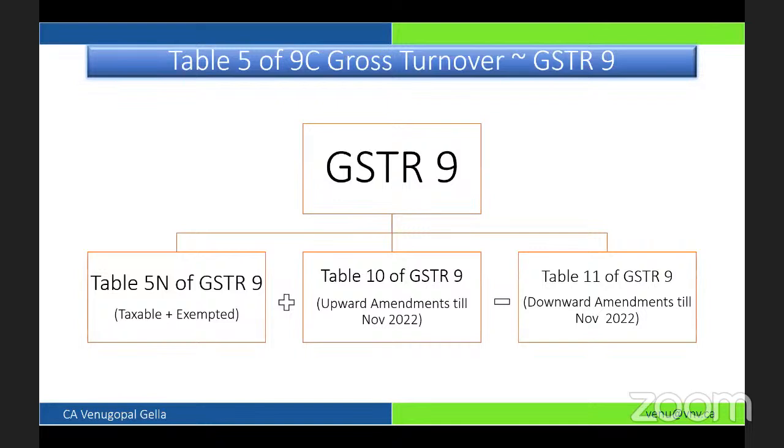Now, 9C related validation checks. First, from table 4 and table 5 of GSTR-9, we get our GST turnover. That is the turnover which will be auto-populated in your 9C. So we get our GST turnover based on table 5N, which is taxable plus exempt, and anything which we have carried forward in the next year, 23-24, that is table 10 minus table 11. This is the gross GST turnover which we are going to get, and which should match with my table 5 of GSTR-9C.